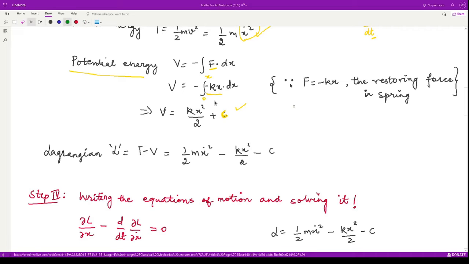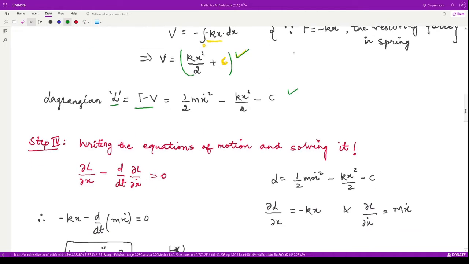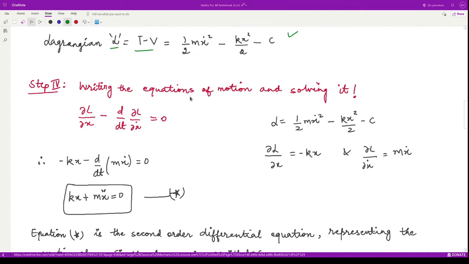Therefore our potential V becomes kx square by 2 plus c. So the Lagrangian, T minus V, becomes half m x dot square minus V. Once we obtain the Lagrangian, the next step is to calculate the equation of motion, the Lagrange equation of motion, which is similar to the Euler-Lagrange equation as we do in calculus of variation.